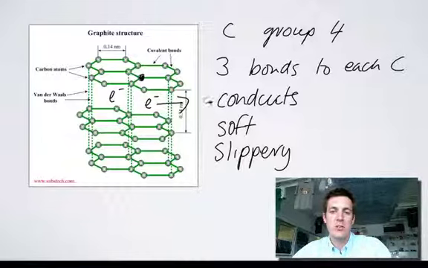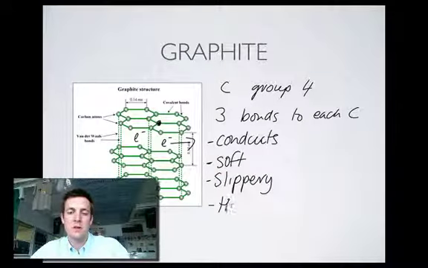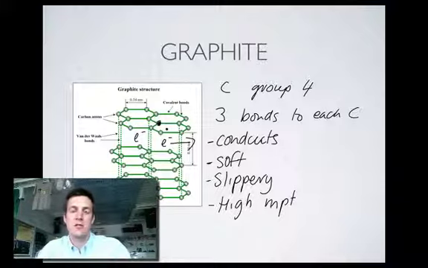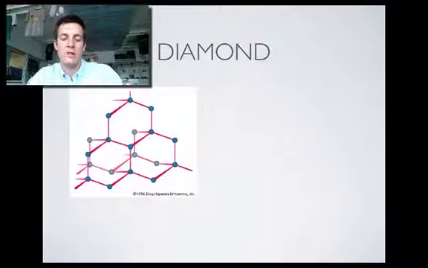Okay, so 3 properties of graphite, very important there. It's got a high melting point because in order to melt it, in order to get all the atoms moving around freely, you've got to break very, very strong bonds. Okay, so there's the structure of graphite and how that relates to its properties. Let's move on to diamond now.